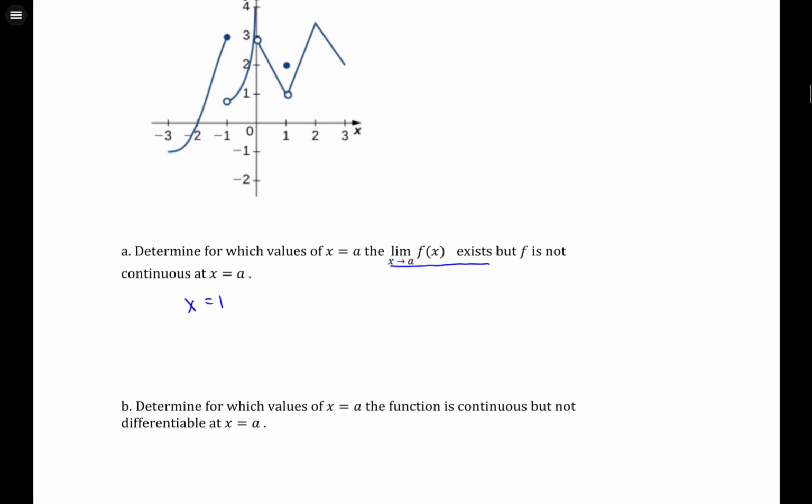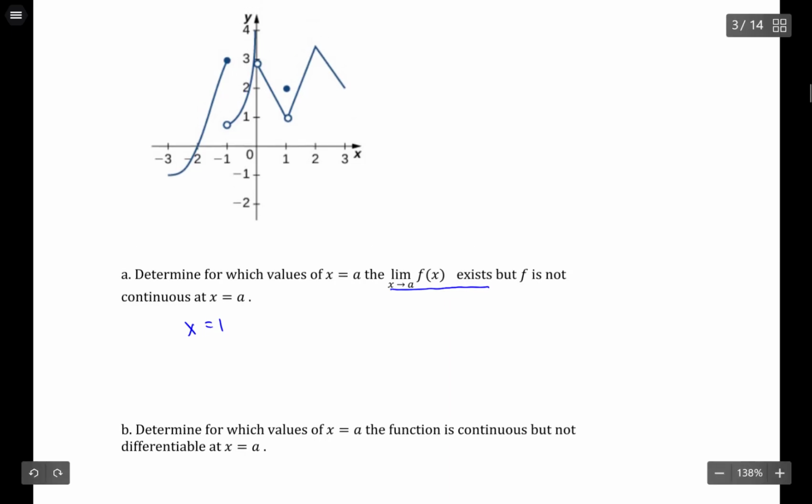Next, we want to determine for which values of x the function is continuous but not differentiable. All right, so continuous but not differentiable. So all of these points here, those are not of interest to us right now because we're looking for points that are continuous. We just want a point that happens to be continuous but not differentiable. And that is this point right here.